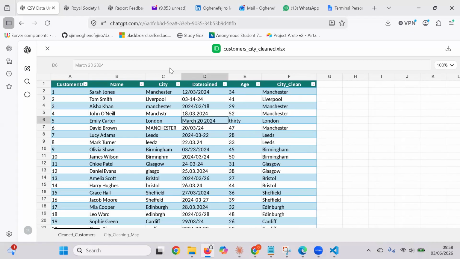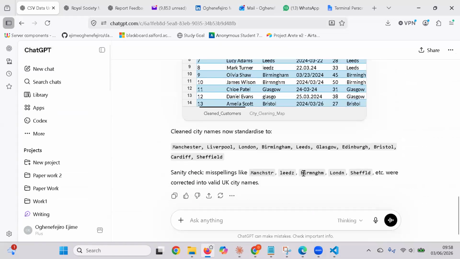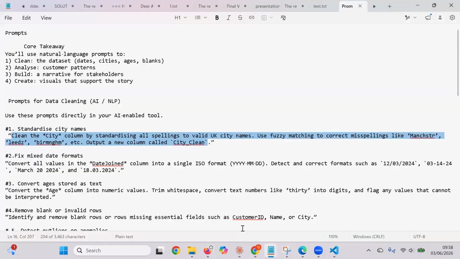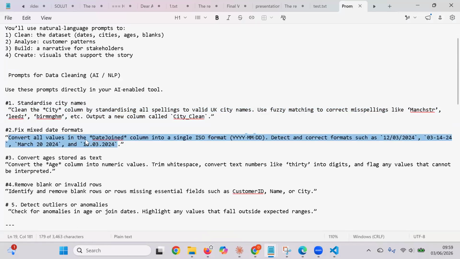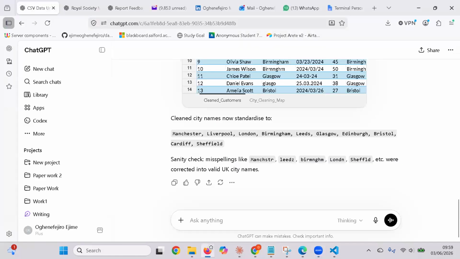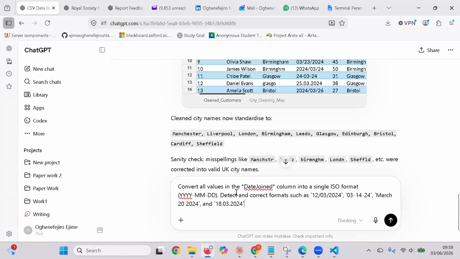What do we do? Again, we go back to our prompt. In our prompt list, what are we doing? We are fixing the messed up date format. Again, we just grab this and copy. We are converting all the date join column into an ISO format. What is the ISO format? Year, month.